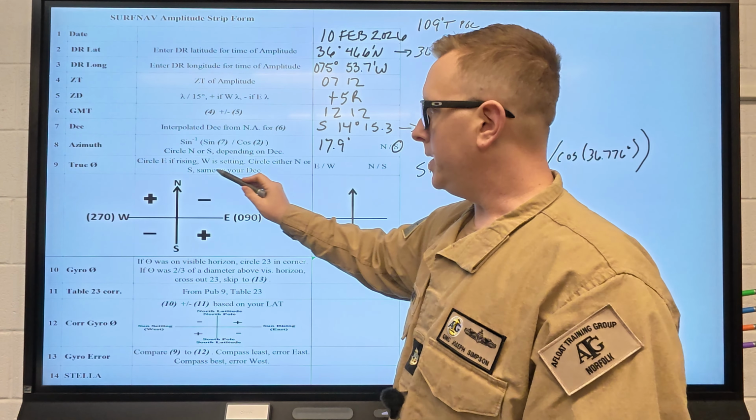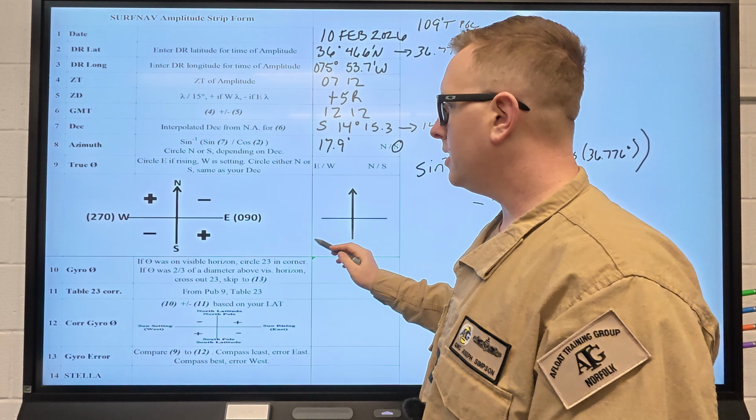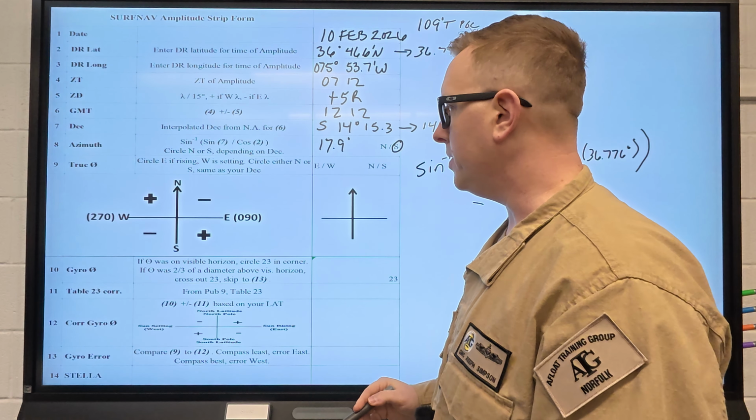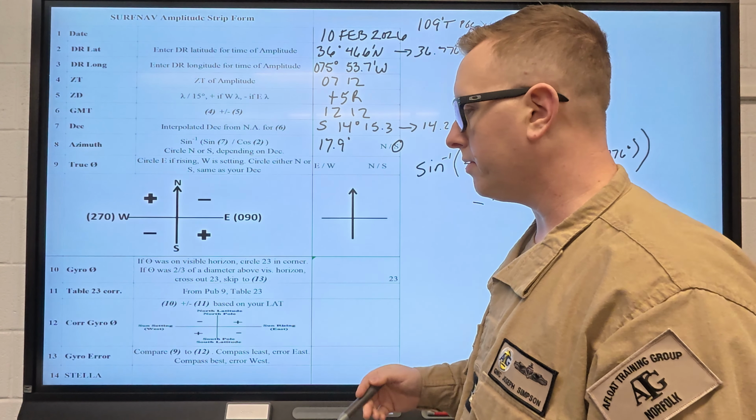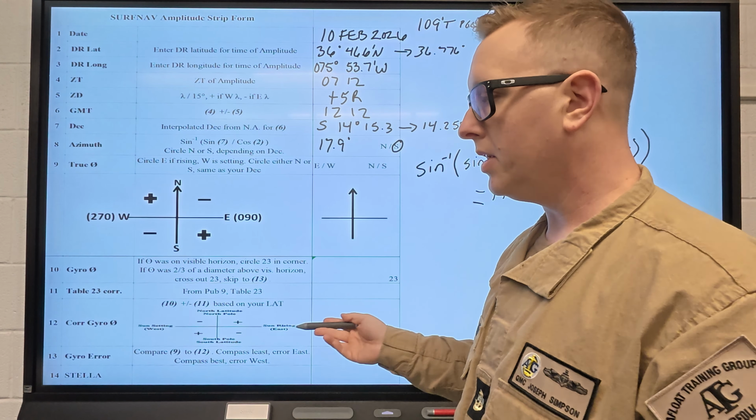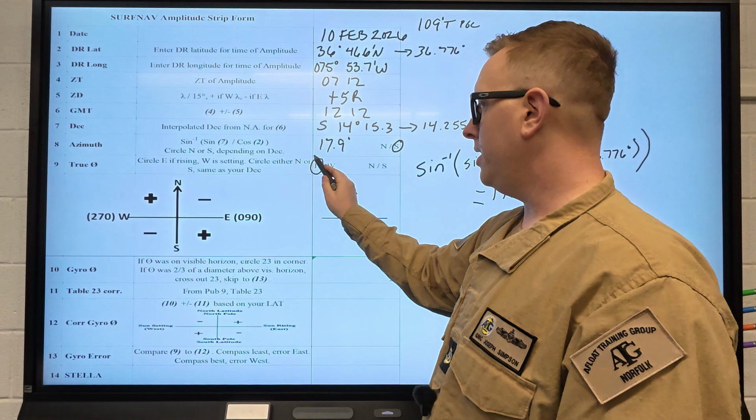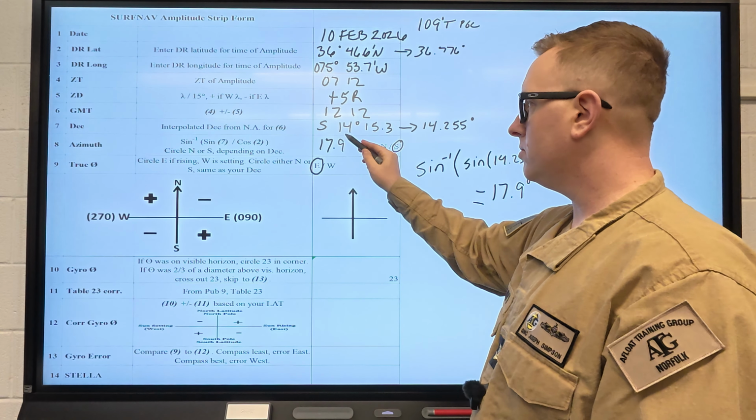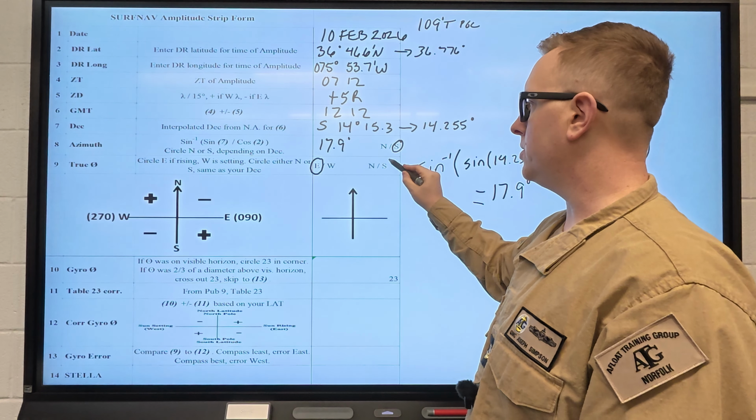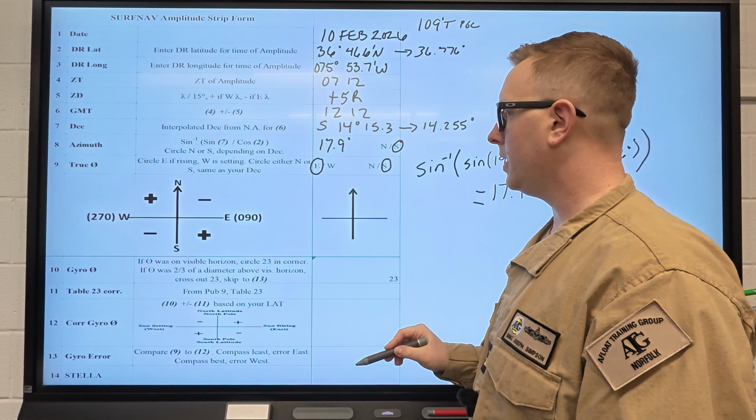Number 9 has this big table right here, and it's asking for the true azimuth, what it's supposed to be based off your time and your location. It says circle east if it's rising, west if it's setting. This was a rising sun, so I'm going to circle east. Circle either N or S, same as your declination. Declination is S, so I'm circling S.